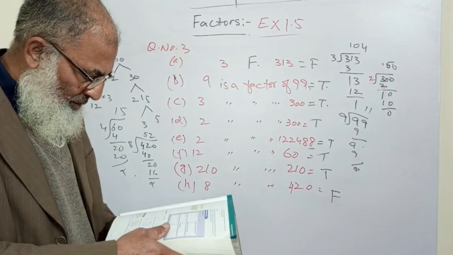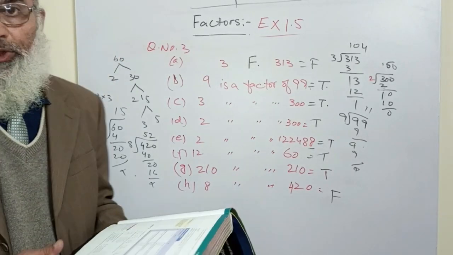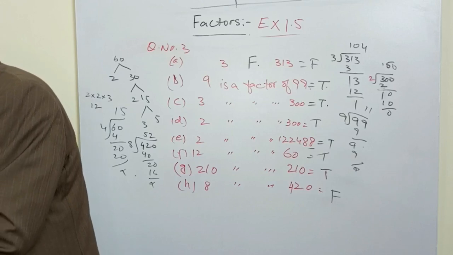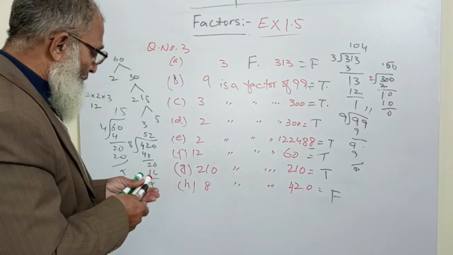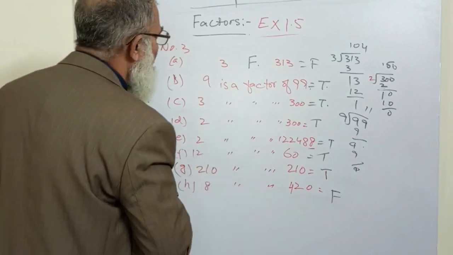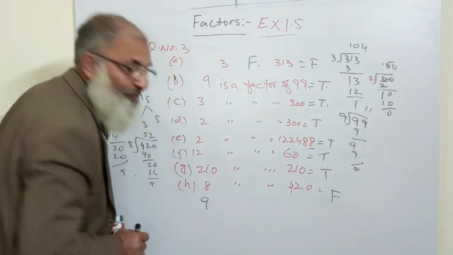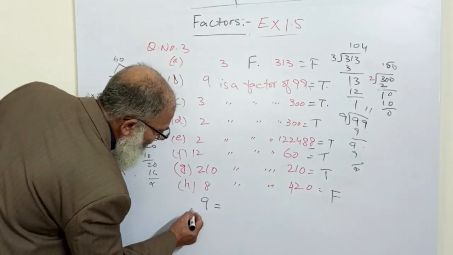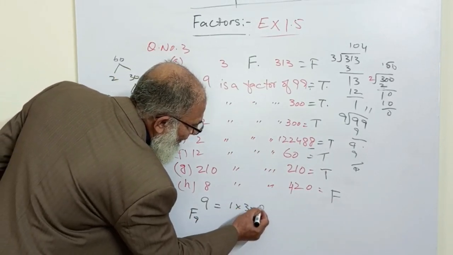Now there is one oral question. What is the smallest factor and largest factor of any given number? As I told you in my lectures many times, but to answer here again, let me take any number, let me take 9. As I told you, the factors of 9 are 1, 3 and 9.